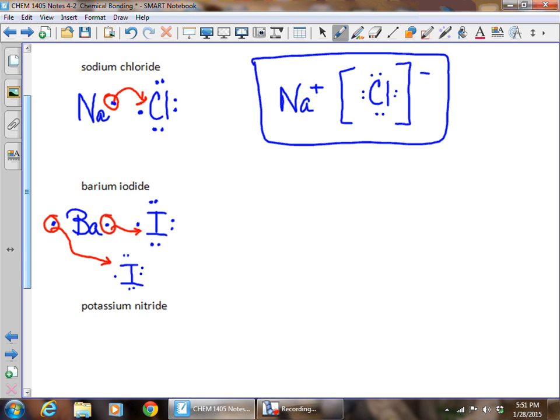So what does this result in? It results in a situation where barium, since it lost 2 electrons, is going to be Ba2+. But we have 2 of our iodines. We're going to draw it like this, that now have 8 valence electrons each and that negative charge. So those 2 negative charges and the 2 positive charges from barium are going to balance each other out in a compound. We'll talk more about that later.